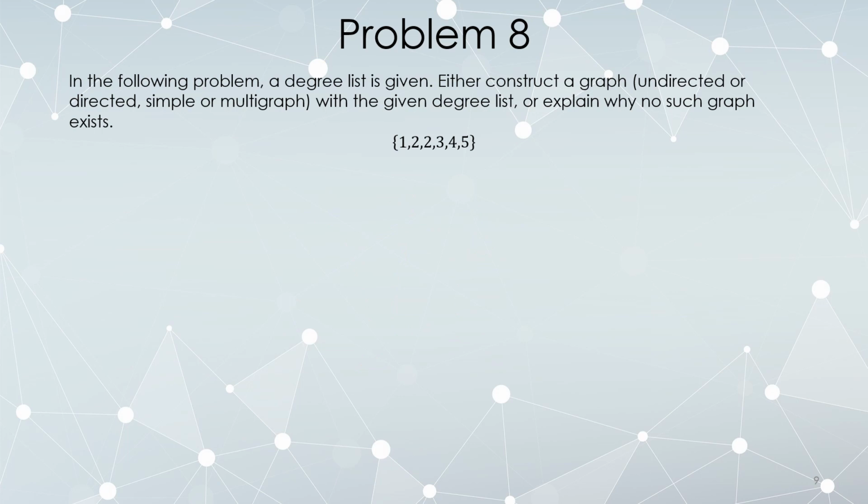Okay, same problem. Here, however, 1 plus 2 is 3, plus 2 is 5, plus 3 is 8, plus 4 is 12, plus 5 is 17. So the sum of the numbers is odd. So there is no such graph. The sum of a degree list must be an even number. So this one just can't be done because the sum of the numbers in the degree list was odd.